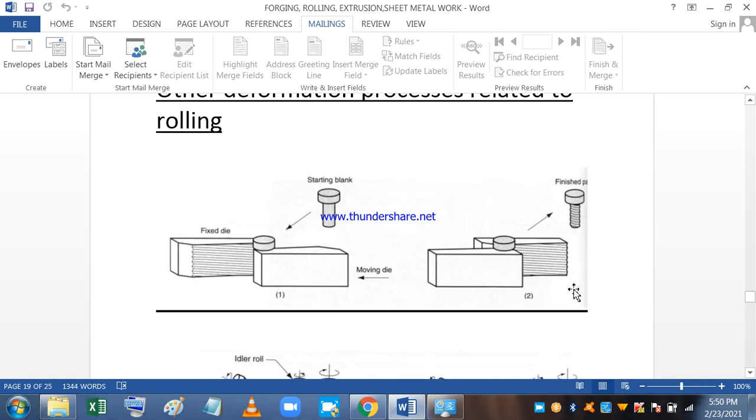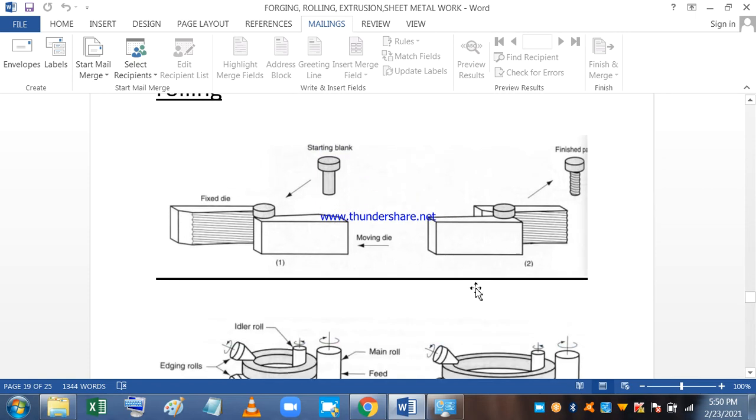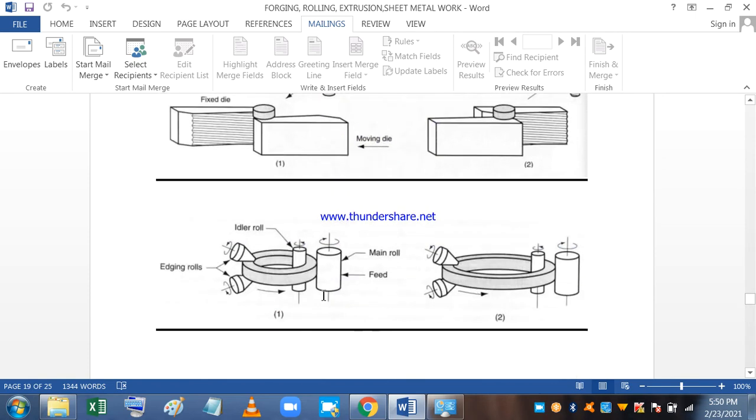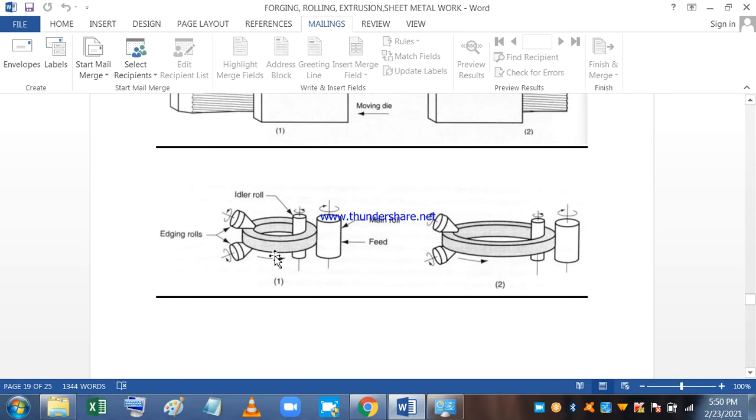There are other deformation processes like thread rolling, then rolling of a ring, where edging rolls, then idler roll and main rolls are used so that a ring can be formed.